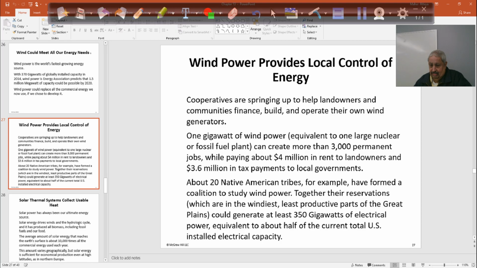Here, let me give you an example. Native American tribes use this to their advantage because those are reservations. They are in the wind drift, and they create a lot of energy too, and they can sell it locally. They can sell it to the local government.